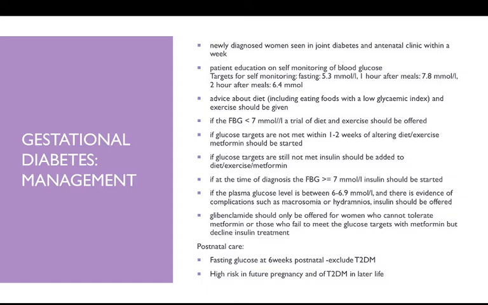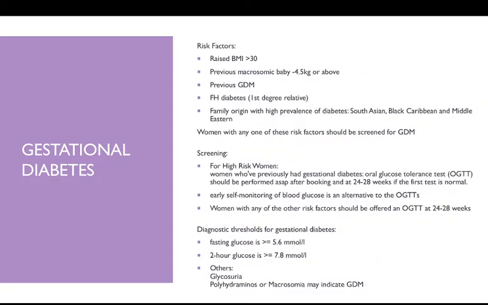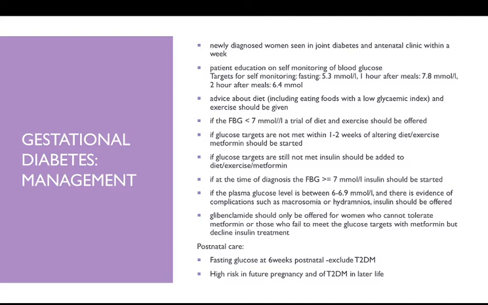Okay, so the way GDM is managed. Women who are newly diagnosed, so they've just done the OGTT and it's found that they have GDM, for example because their fasting glucose was 6, are seen in a joint diabetes and antenatal clinic within a week of being diagnosed. At this point, they're given education on how to monitor their blood glucose at home. The targets for self-monitoring, which are the same for women with pre-existing diabetes, are a fasting blood glucose of 5.3, 1 hour after meals around 7.8, and 2 hours after meals 6.4. They should be given advice about diet first and foremost, so eating foods with low glycemic index and exercising regularly.